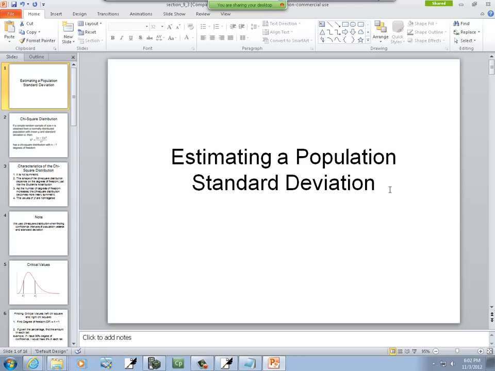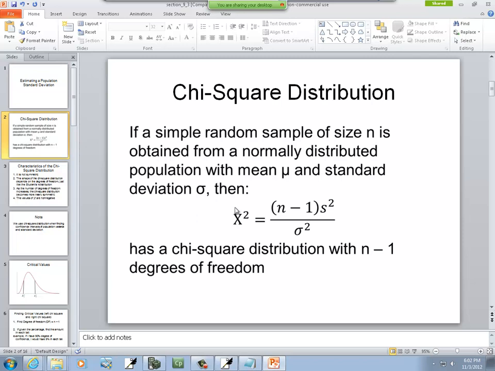Let's take a look at estimating a population standard deviation. And is that really the title of the section? Yeah, it is. It's also population variance, so I'm surprised they didn't include that in the title. Now, the chi-square distribution is what we're talking about here.